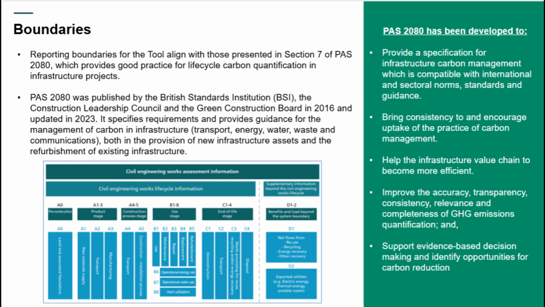First is pre-construction, also referred to as Module A0, followed by the product stage, Modules A1 to A3. This includes emissions from embodied carbon in materials, transportation of materials to site, and manufacturing. Modules A4 to A5 reflect the construction process stage, which includes transport and construction activities associated with this life cycle stage. The use stage covers B1 to B8. This is where the actual use of the scheme itself is reflected.